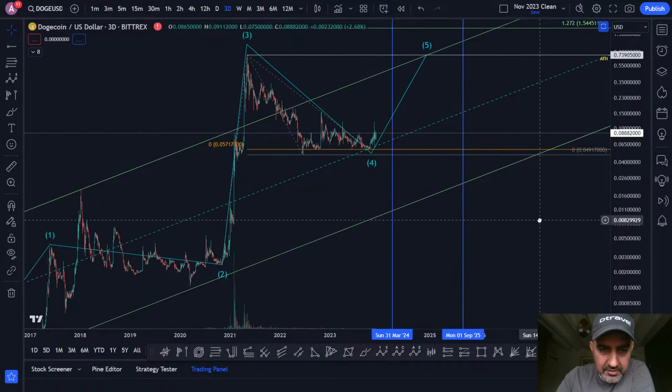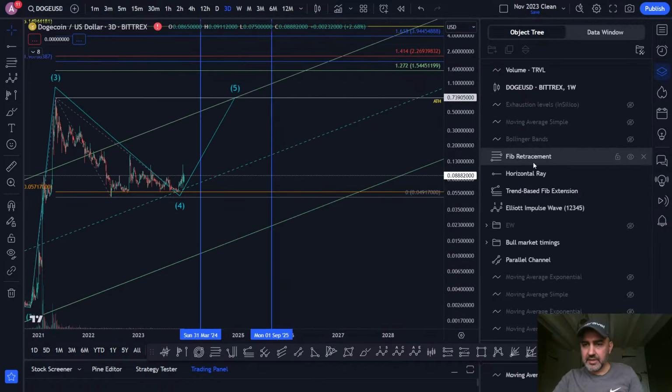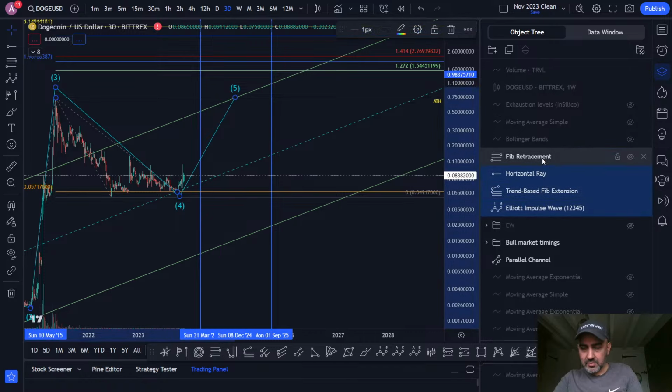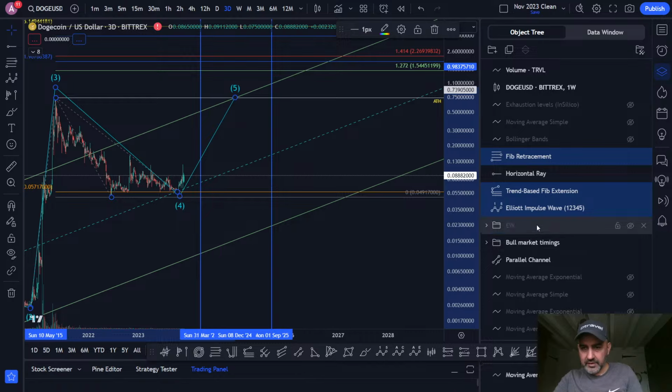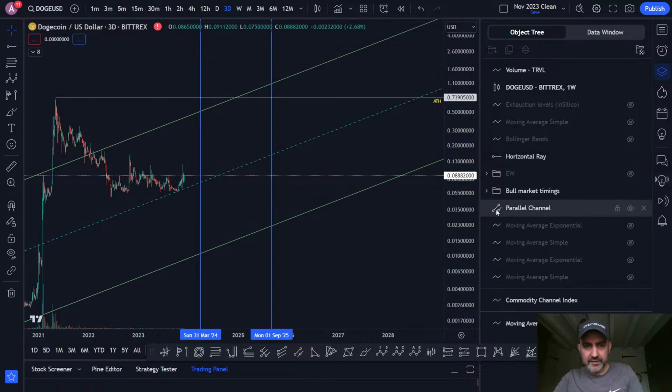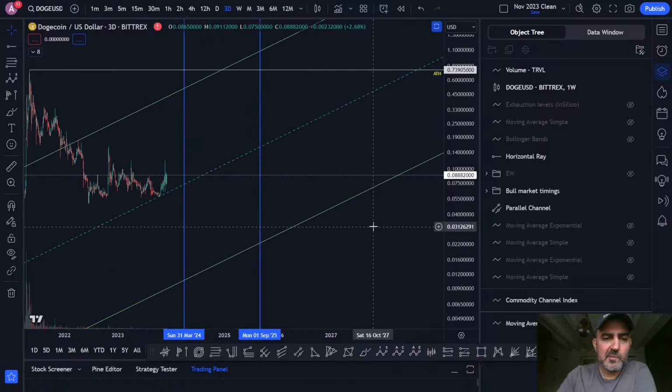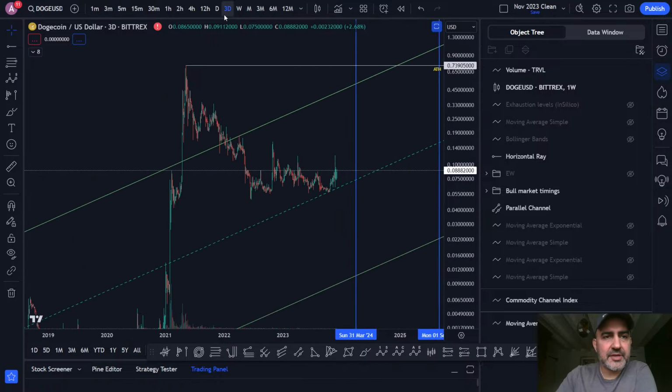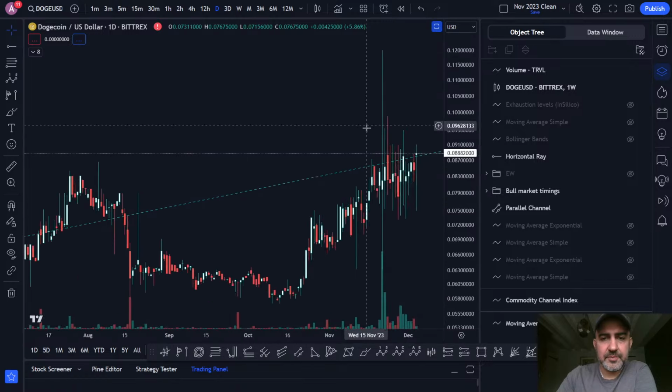And then, so that's the EW. So we're on the wave 5 now, I think. It's the Elliott waves. Get rid of those. Let's zoom into the current price action a little bit.